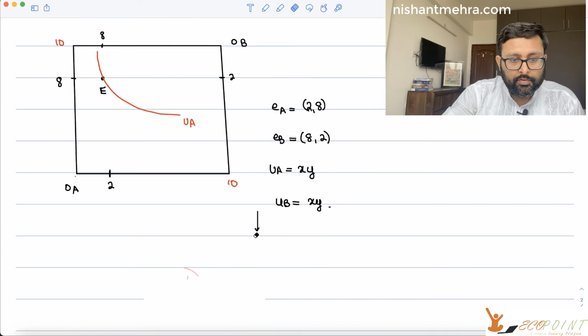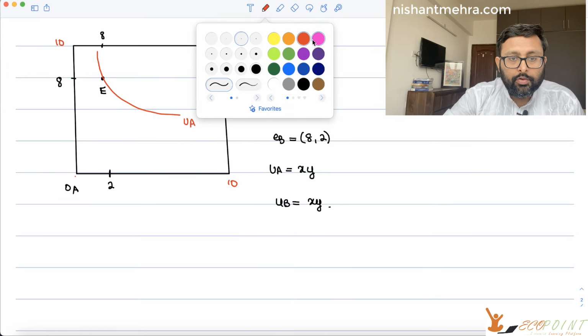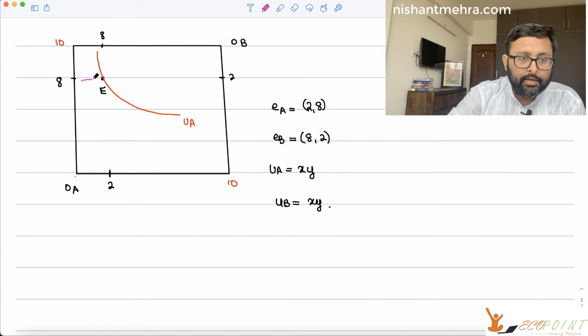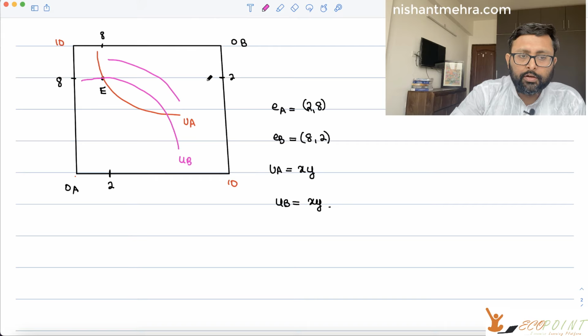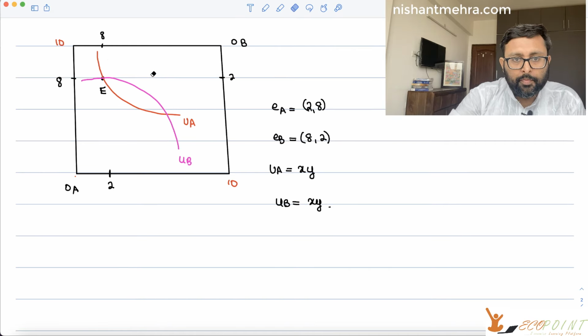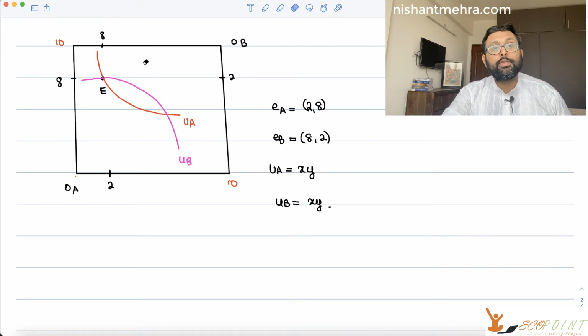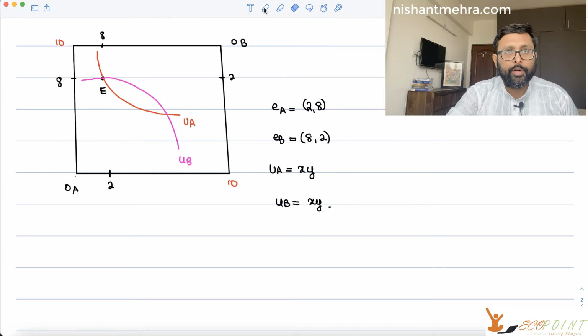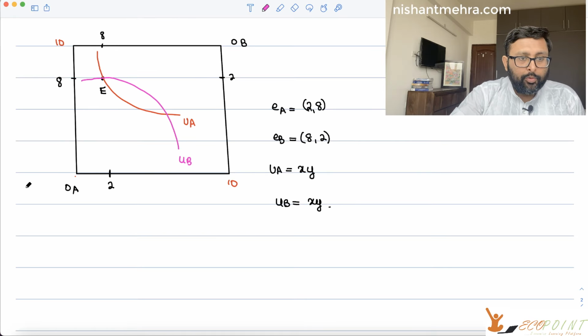Let me just rub this. So this is my endowment curve, and let us say this is your endowment curve. I hope you know that this is the way your indifference curves are going to move now. Endowment curve means that indifference curve which is passing through the endowment point. That is what the endowment curve is. Fair enough.